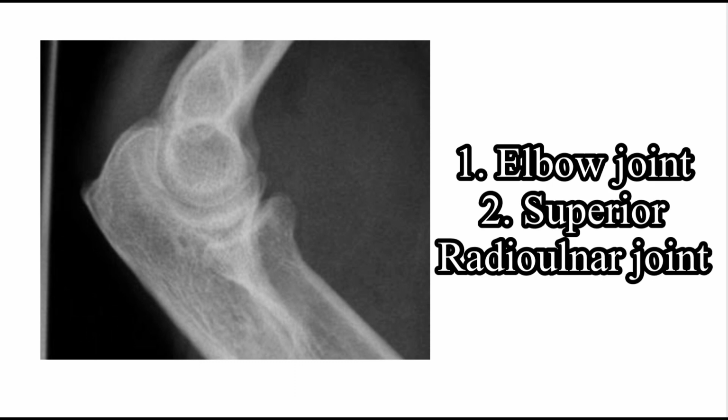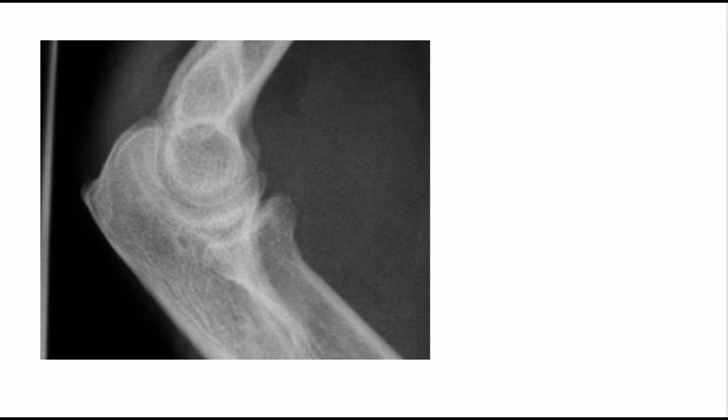The joints present in the elbow region are the elbow joint itself and the superior radio-ulnar joint. In your anatomy viva, they may give you the lateral view of the elbow or the AP view of the elbow or both.